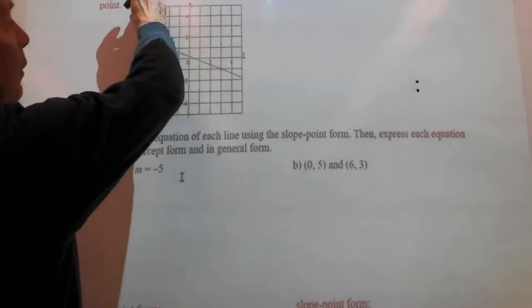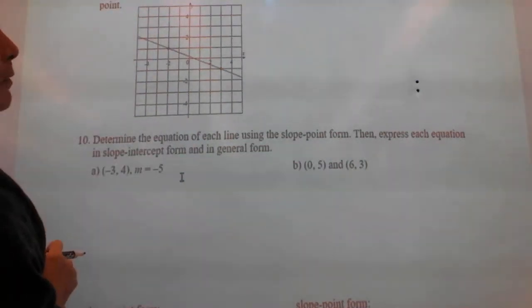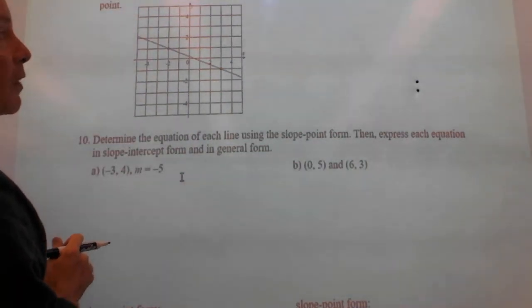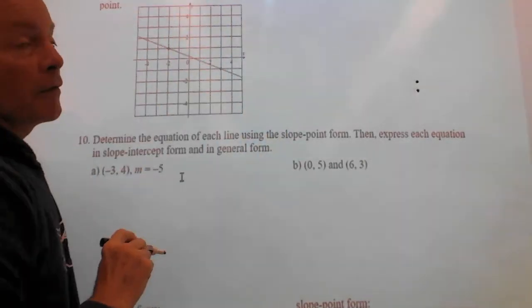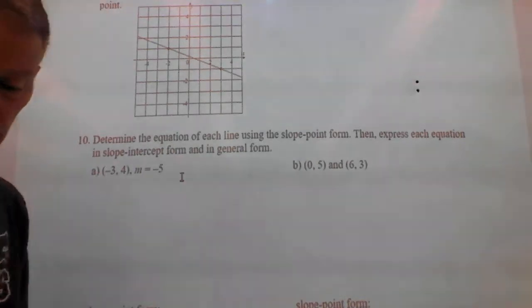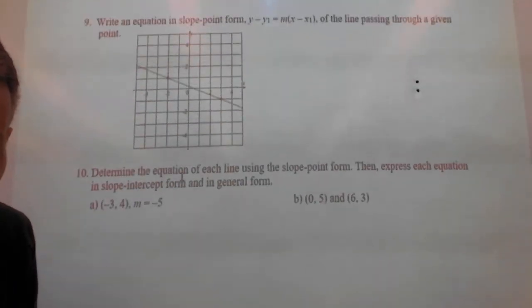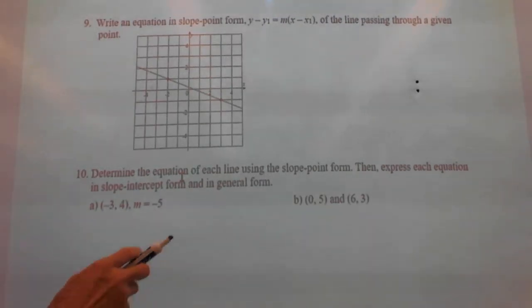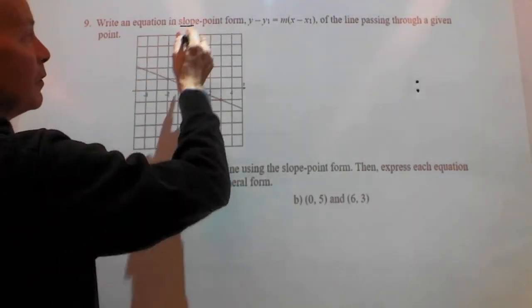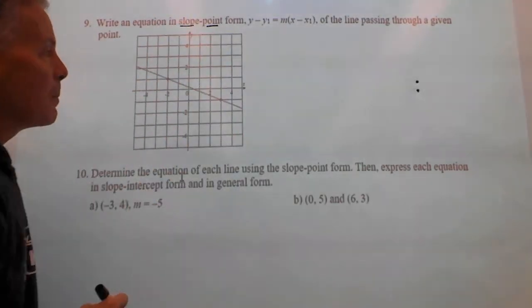So, write the equation in slope-point form. Now, if you want to put it in slope-point form, it tells you right in the name you need to figure out the slope. Whoops. Again, you can't see that. There we go. You need to figure out the slope, and you need the coordinates of any point on the line.